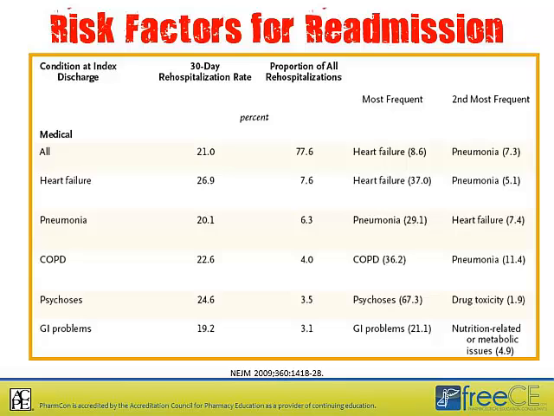People who were initially admitted for pneumonia, their most common reason for being readmitted was pneumonia, and then after that it was heart failure. So those two seem to have some interplay together. COPD, the most common reason for readmission was COPD followed by pneumonia. Psychosis, most common reason for readmission was psychosis followed by drug toxicity. And then with GI problems, the most common reason for readmission was GI problems.